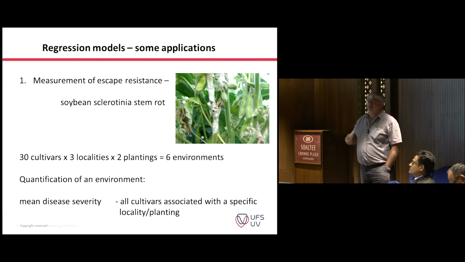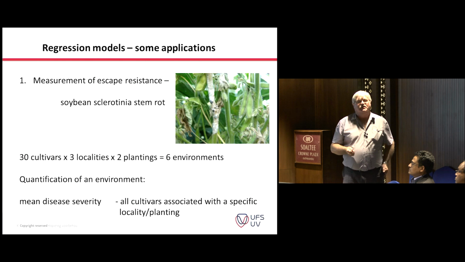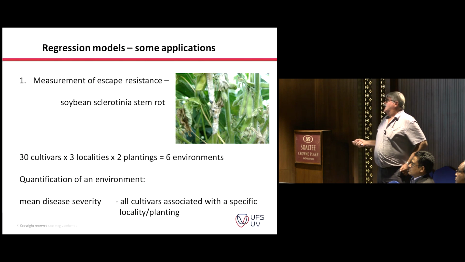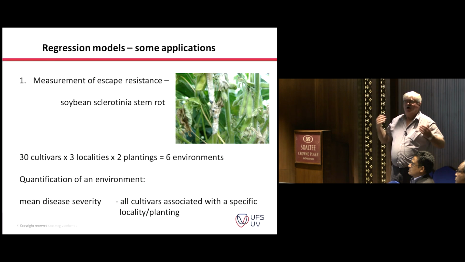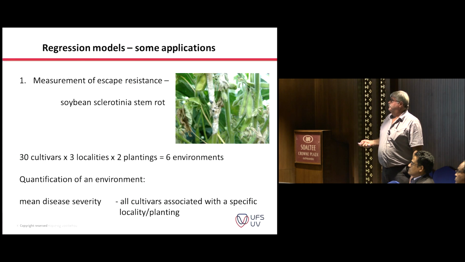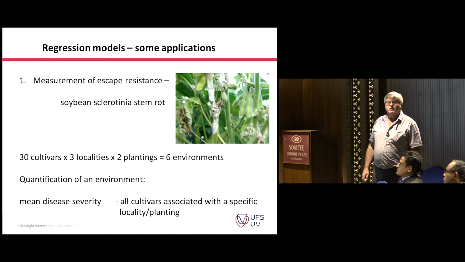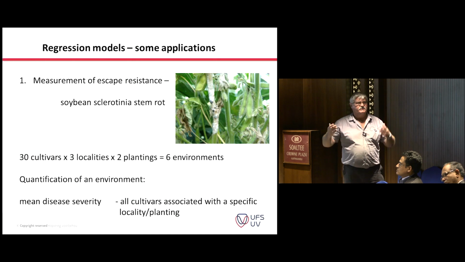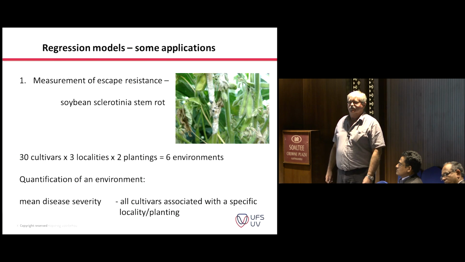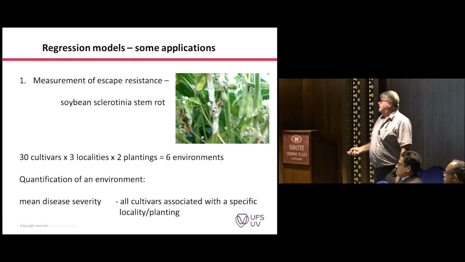Now, why do we want to do that? Obviously, we want to get some quantitative model of the relationship between variables, but then we also want to start applying it in some biological way. Just to give an example of what we do, we have what we call escape resistance. We don't have resistance when it comes to sclerotinia, like you do with rust. It's an unspecialized pathogen, and it can colonize, well, the last figure I saw was something like 400 different hosts.